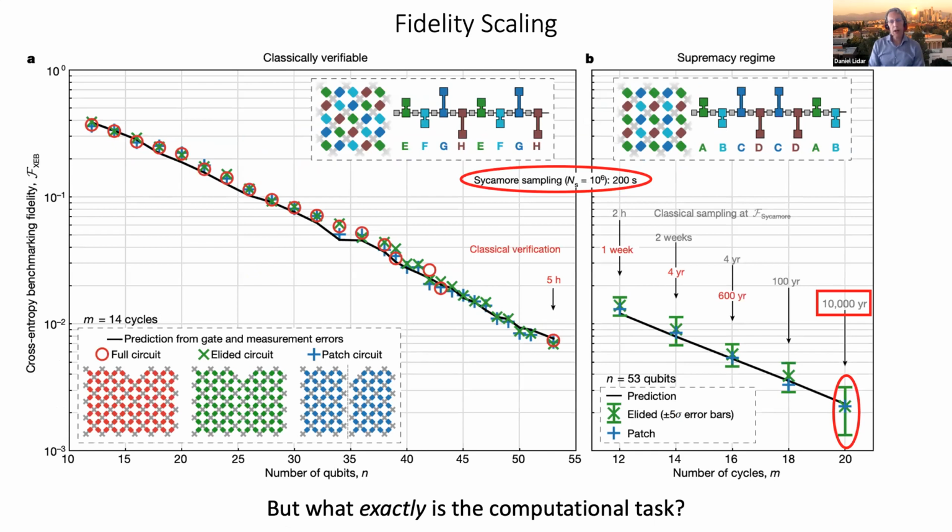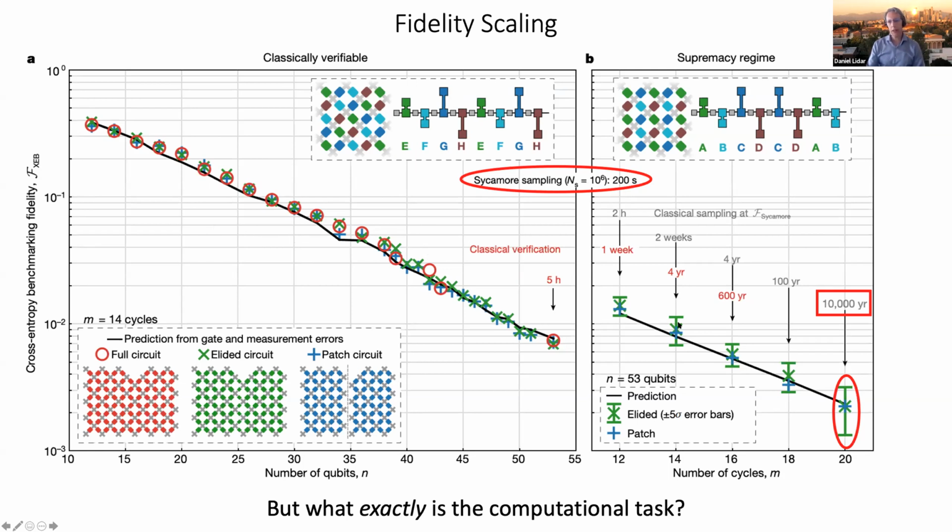So this plot is from the Google paper itself. It has too much information for me to get into, but what I want to convey is that the fidelity decays exponentially. So notice that this is a log scale of the fidelity versus the number of qubits. And on the left here, what they did was fix the number of cycles to 14 and increase the number of qubits and compute the fidelity for a variety of different types of circuits and the so-called simulable pattern.